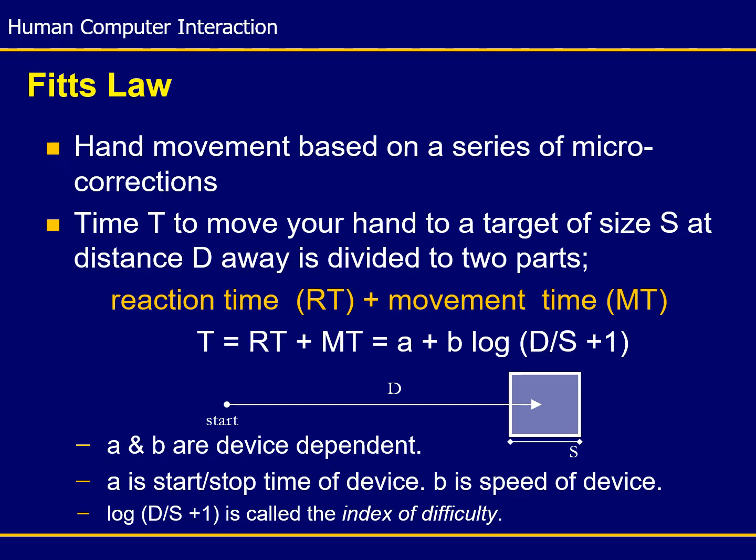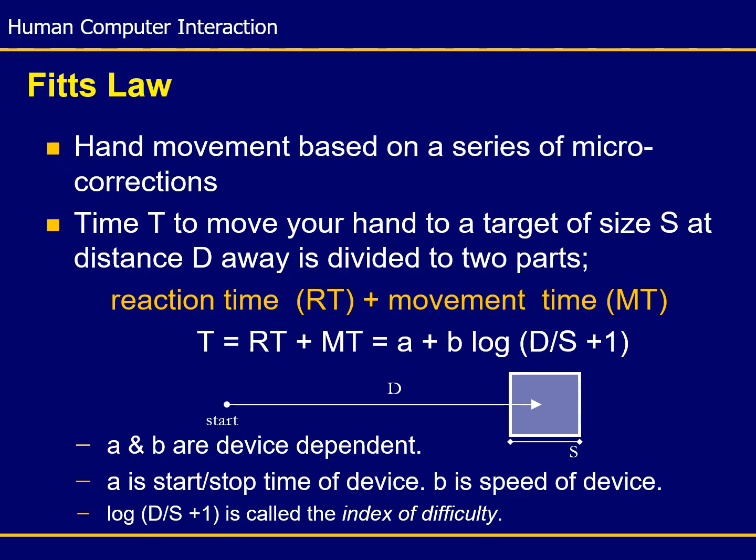Okay. Now, the log of d divided by s plus 1 is called the index of difficulty. Okay. This is really what determines the time for a specific device, because the A and B are going to be fixed for a specific device, but what will change is D and S.